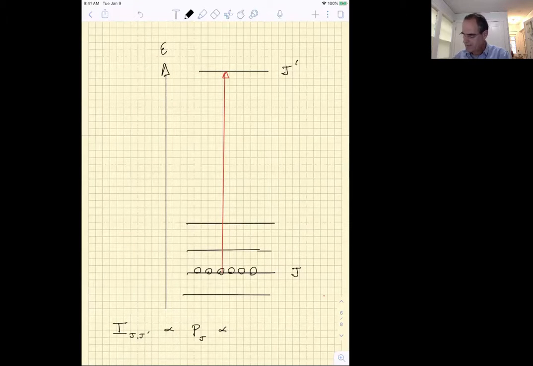times the probability of occupancy for each of those states. So how many of these, on average, are actually occupied? And of course, we can only have a transition from an occupied state up to the excited state. Now, the degeneracy turns out to be 2J plus 1.